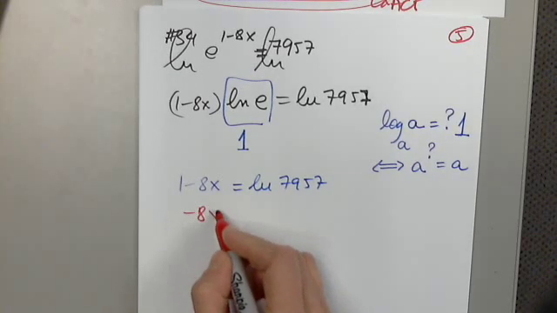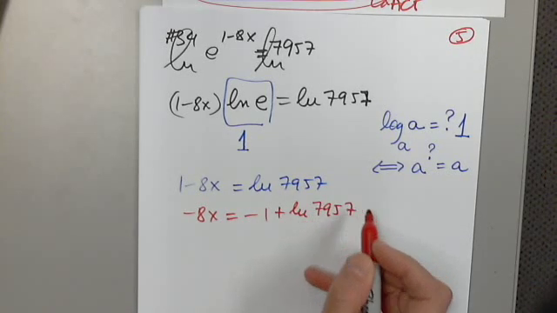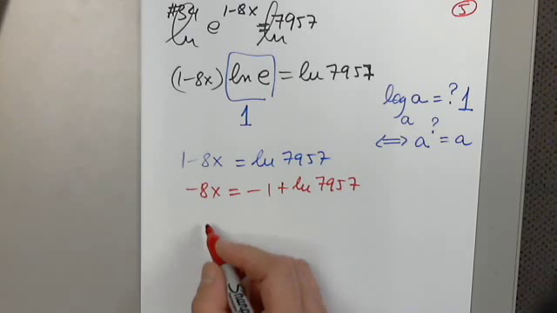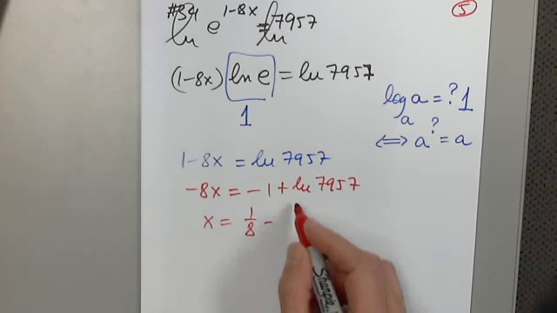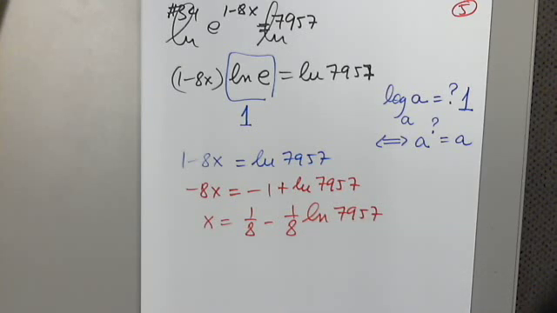Very good. Negative 8x equals negative 1 plus natural log 7957. So x equals 1 over 8 minus 1 over 8 natural log 7957. Awesome.